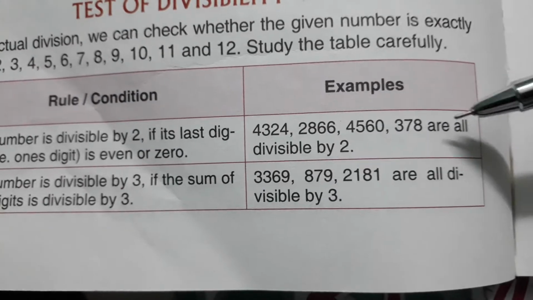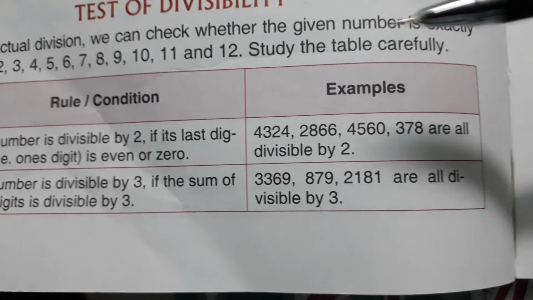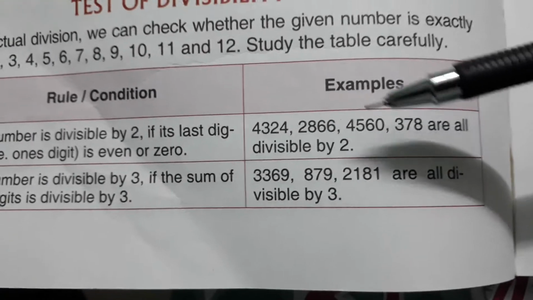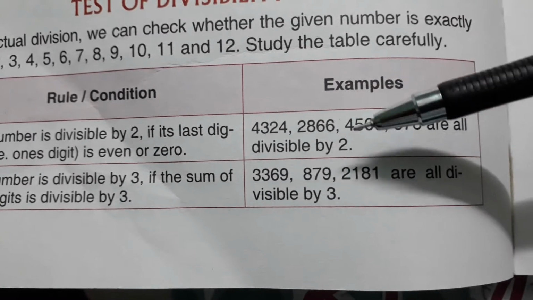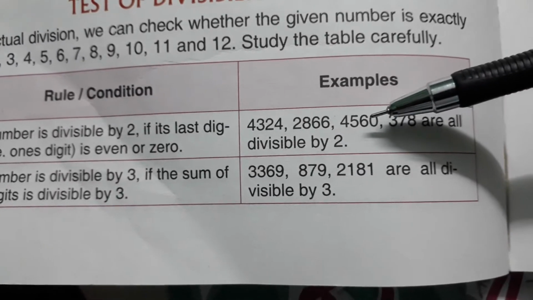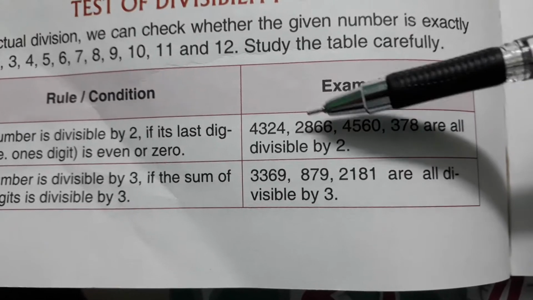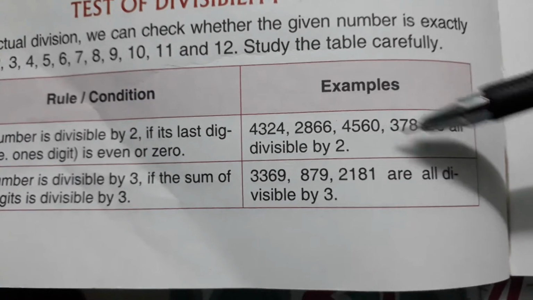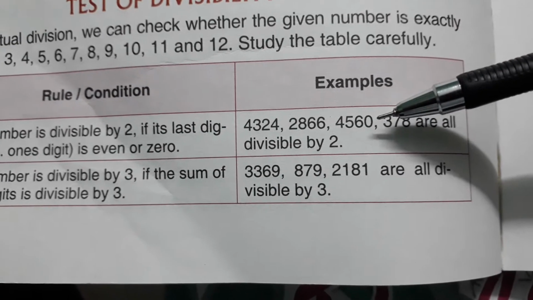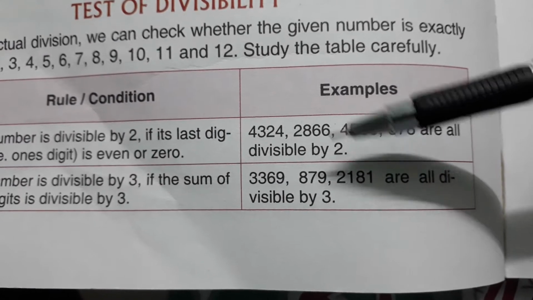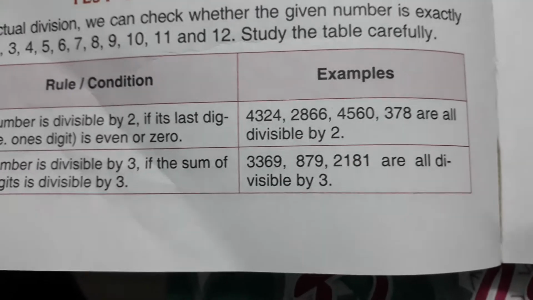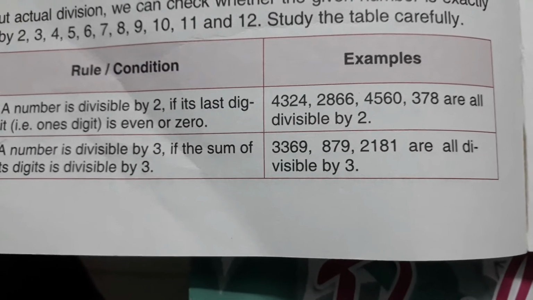We can understand these numbers are divisible by 2 without doing actual division. We can say whether division by 2 is possible or not. Yes, we can say this is possible, this is possible, this is possible, this is possible. Why? The last digits are even numbers, and here the last digit is 0. So by seeing these numbers, we can say they are divisible by 2 directly, without actual division.